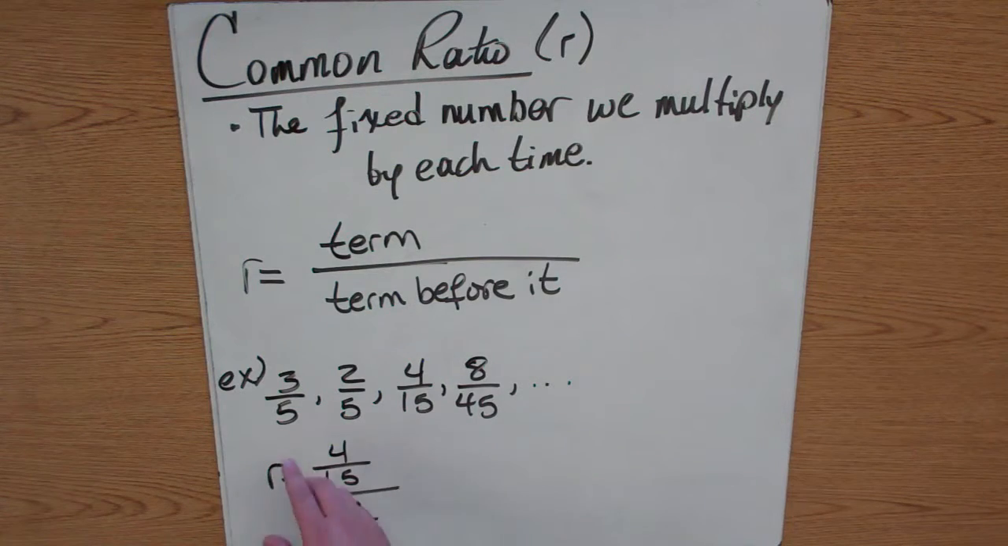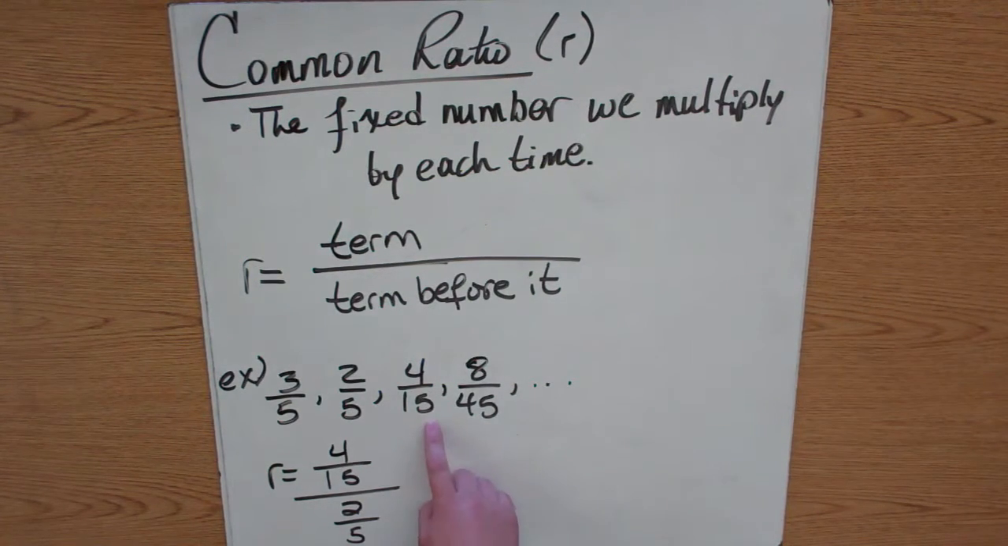Here's an example. We have 3/5, 2/5, 4/15, 8/45. How are we going to find the common ratio? Well, you pick a term. I picked 4/15 divided by 2/5. This will give us our ratio.